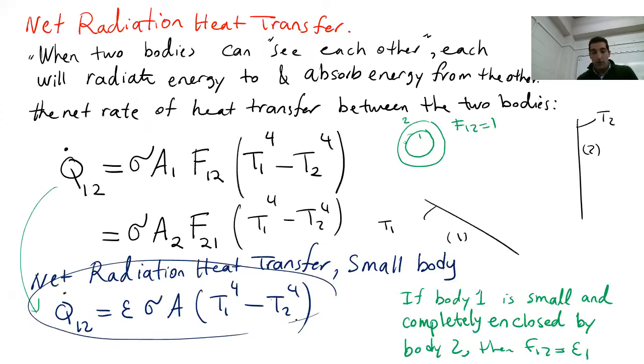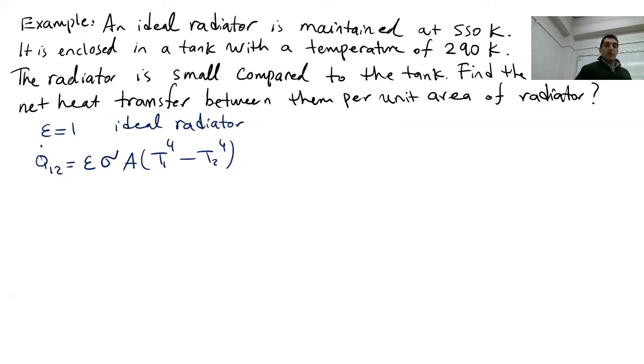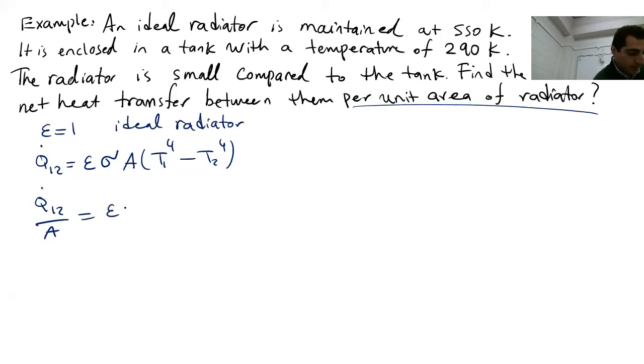If you have a small body, based on the definition we have two surfaces, and one of them is small compared to the other. We're going to find the net radiation between them. But we're talking about per unit area of radiator, so I would simply divide it by area. So divided by this A, I have epsilon sigma T1^4 minus T2^4. T1 is the radiator, or the hotter one. And when we're talking about the net rate, you want to bring the larger one first, so you make it positive. Otherwise, we just talk about the direction.